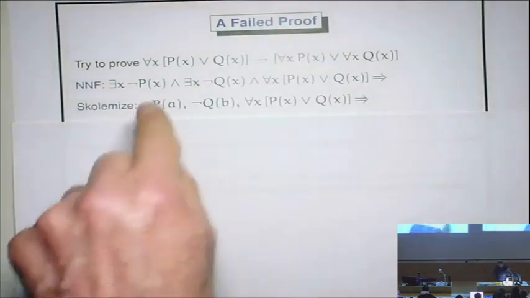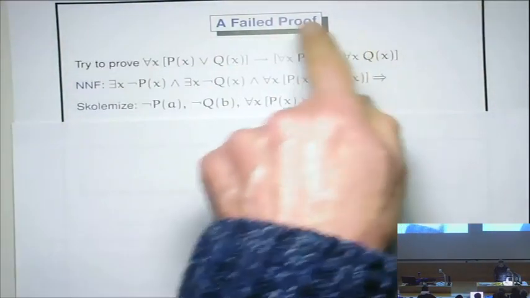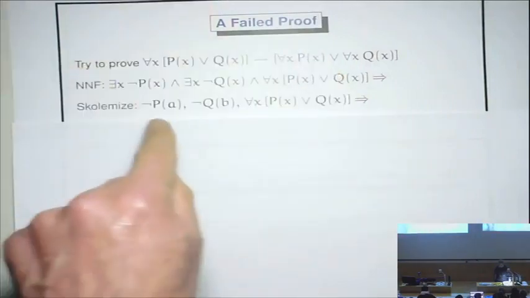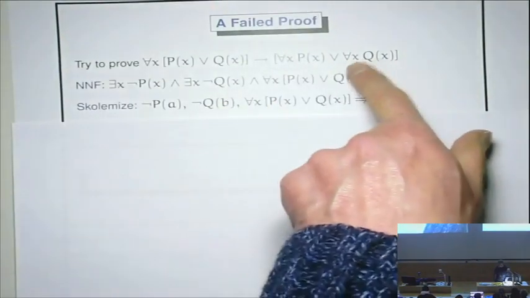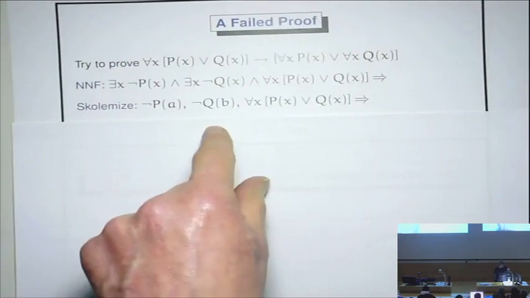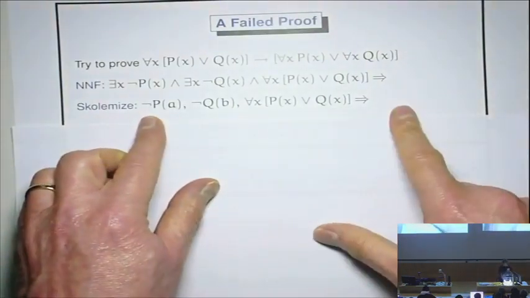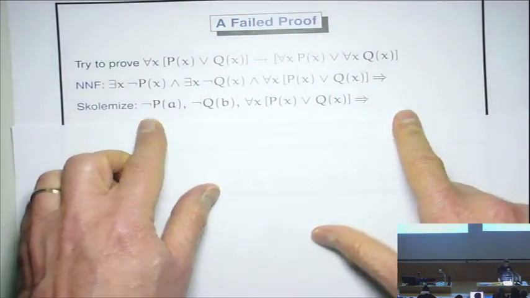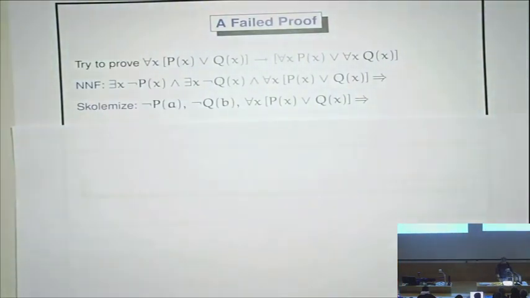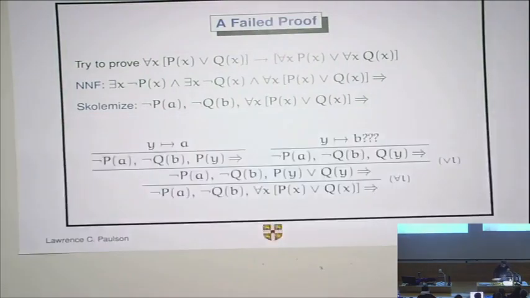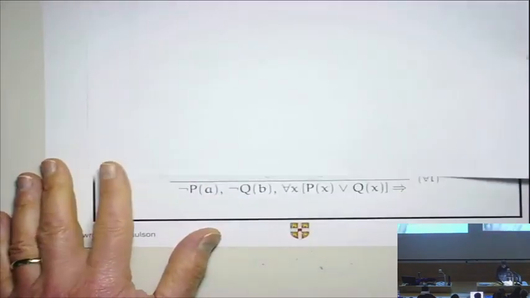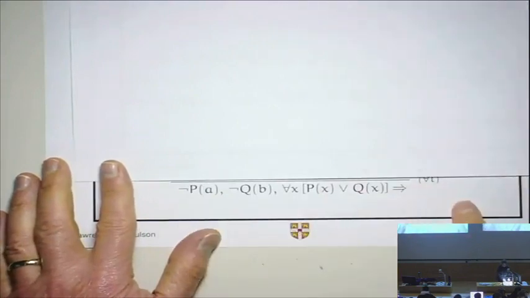Which then, once you skolemize the exists x, not Px, you get not Pa. And for the exists x, not Qx, you get not Qb. So there's our nicely skolemized sequent. This will be a very, very short proof attempt. So there we are. That's what we're starting with.